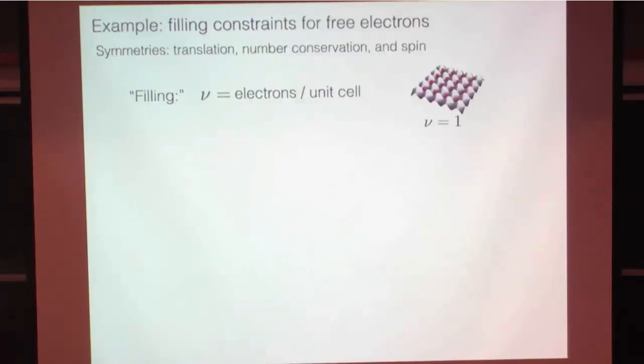Okay, so an elemental part of any condensed matter course is the band theory of metals, and that's one of the simplest examples of a filling constraint like this. The filling is just defined to be the number of electrons in each unit cell of the crystal. So for instance, if I had this lattice here with one electron in each, I'll say nu equals 1. The symmetries in the problem are translation, which is defined by the unit cell, electron number conservation, and the spin of the electrons.